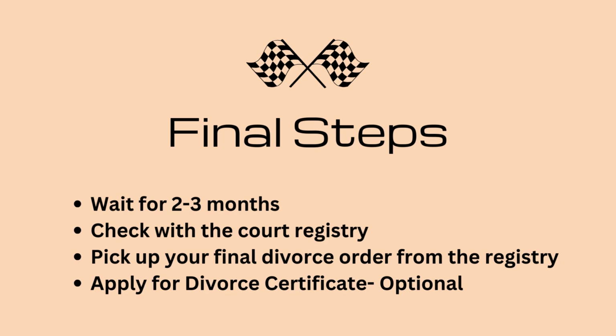So for the final steps, when you file all the documents to the court registry, you will check with the court registry how much time it is taking to get your desk order divorce. It varies according to the court traffic, but usually it takes 2 to 3 months to get your final divorce order. And you can pick up your divorce order when it is signed by the judge. But keep in mind that your divorce will only be deemed final once 31 days have passed since the judge signed the order.